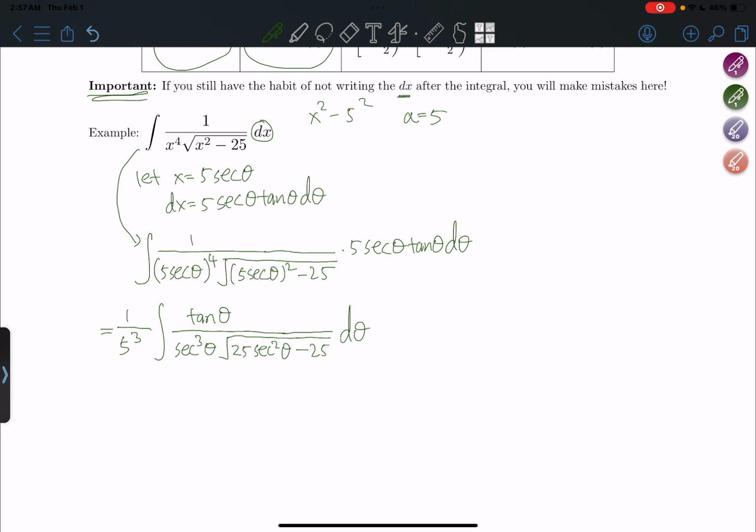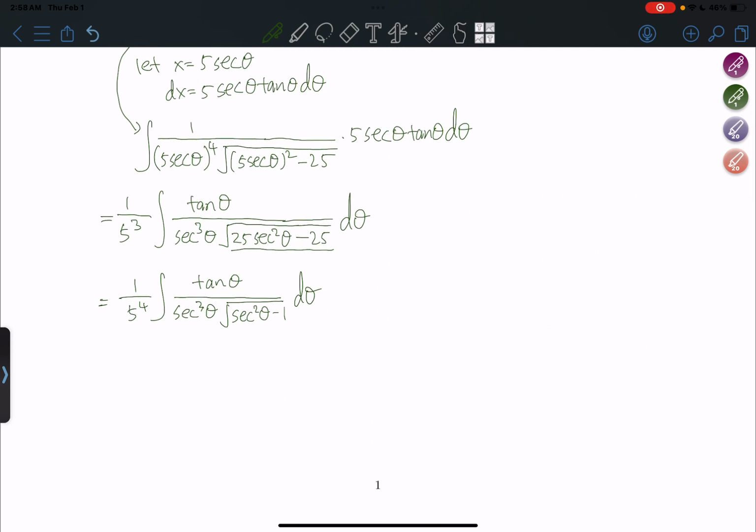Okay, and what I can do there is I can go ahead and factor out a 25 from the bottom, right? Just kind of imagine from the bottom, factor out the 25, and then I can take that 25 out of my radical and essentially get another 5 on the denominator. So I have, next line, 1 over 5 to the 4th power, because I have another factor of 5 from the denominator. But then the function becomes tangent theta over secant cubed theta square root of secant squared theta minus 1, right, after taking out the 25.